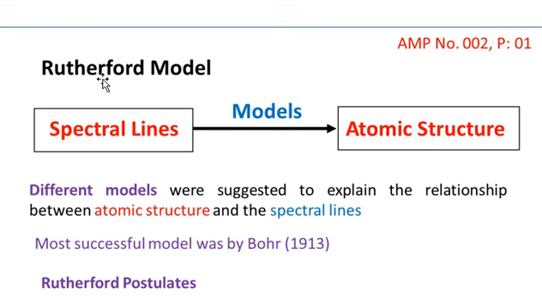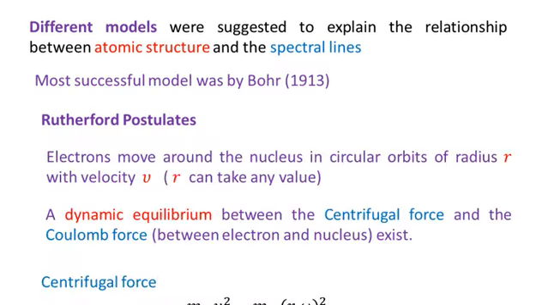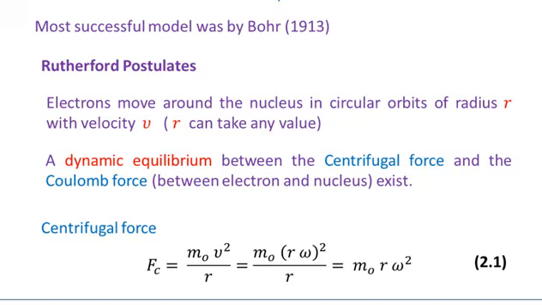So now I am going to present the Rutherford model. Different models were suggested to explain the relationship between atomic structure and the spectral lines. The most successful model was by Bohr in the year 1913. Rutherford postulates. So these are the Rutherford postulates that I am going to present.